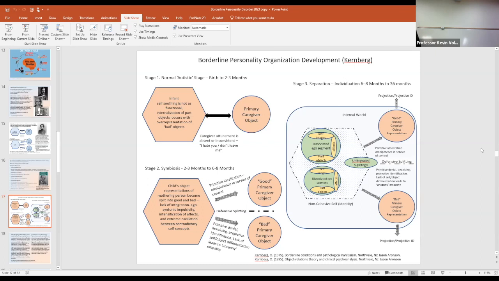The personality organization doesn't change. This is hardwired in at a young age. The cement dries, and so you have to go back in. It takes a while to undo this. Okay. A very important thing to consider. So if you're going to work with somebody with personality disorders, that's what you've got to be thinking.